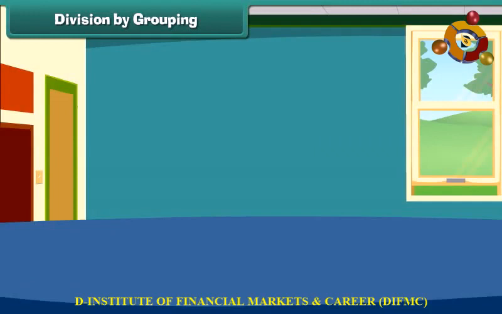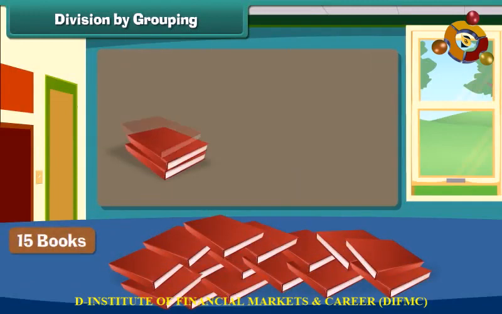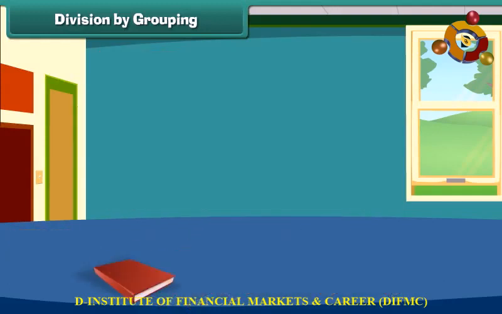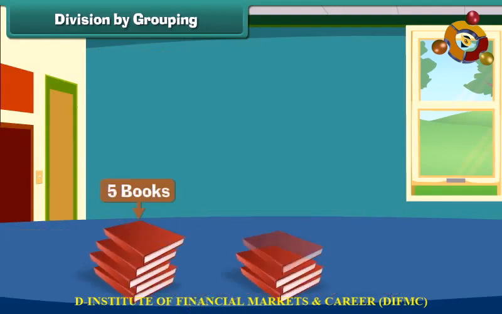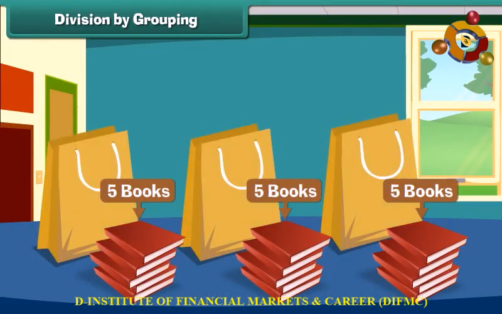Division by grouping. There are 15 books. 5 books can be packed in 1 bag. How many bags are required to pack 15 books? Make groups of 5 books each. 3 such groups are possible with 15 books. Hence, 3 bags will be required to pack 15 books.